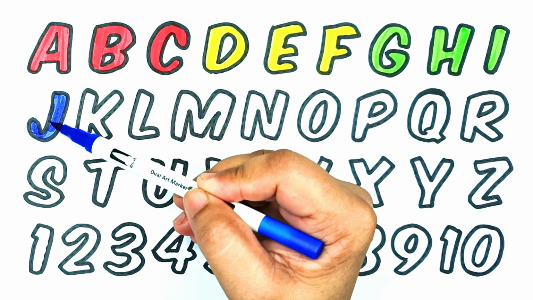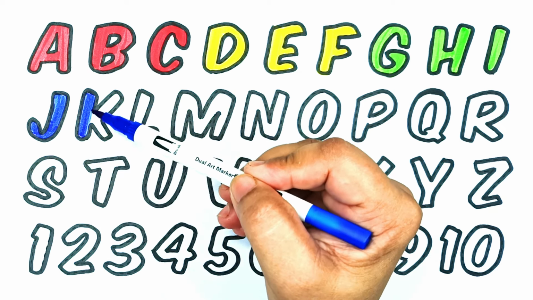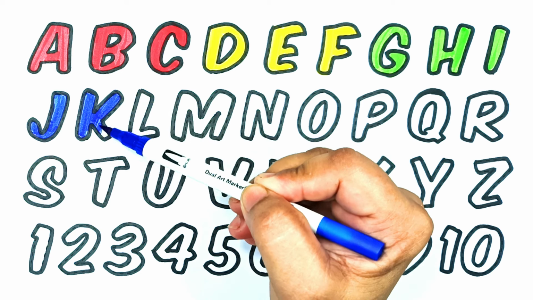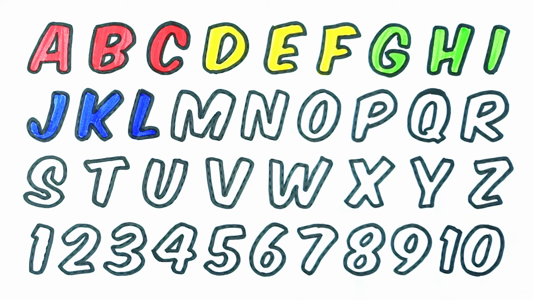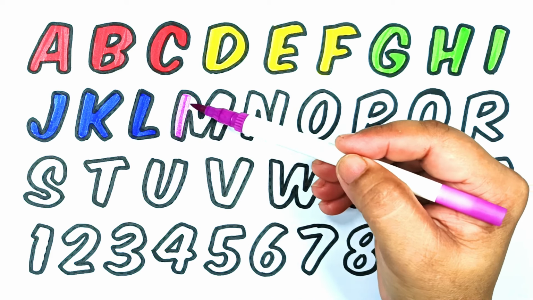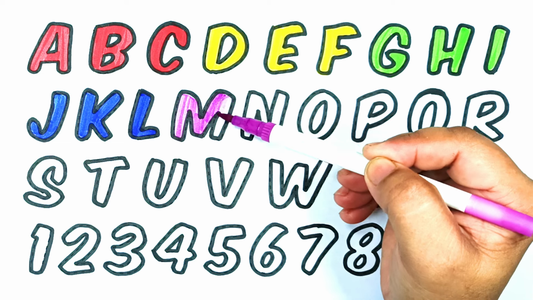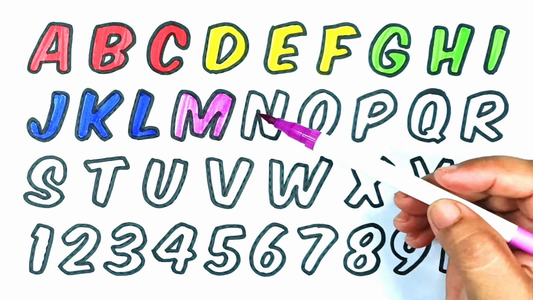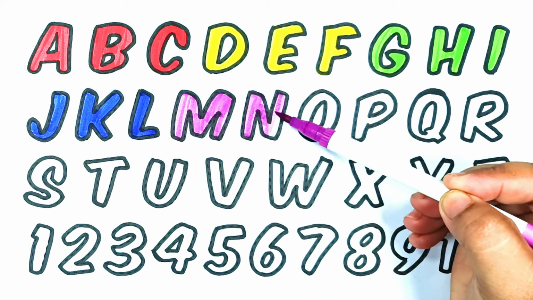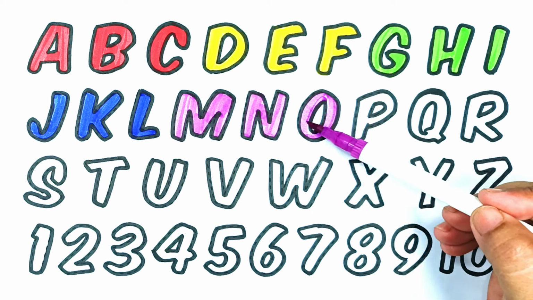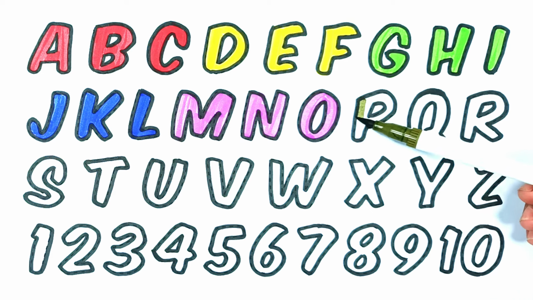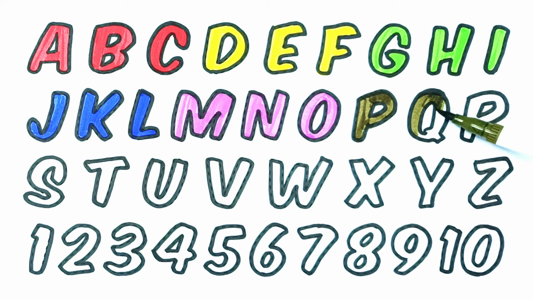J is for jellyfish. K is for kangaroo. L is for lion. M is for monkey. N is for nest. O is for orange. P is for penguin. Q is for queen.